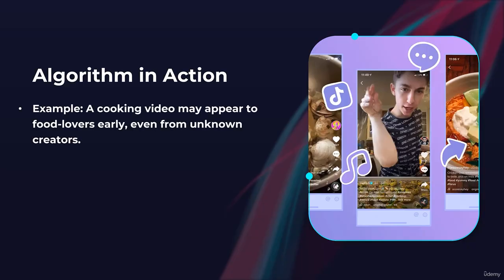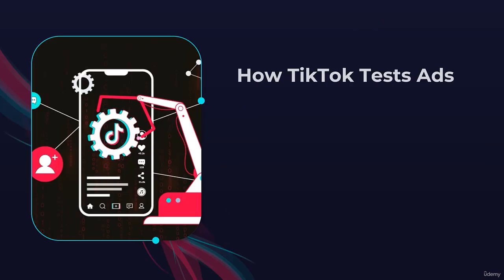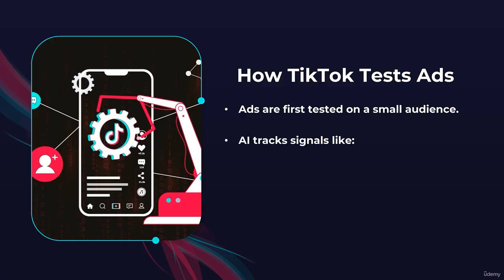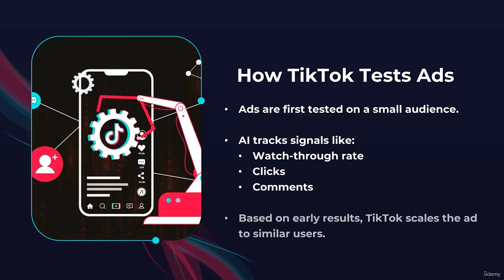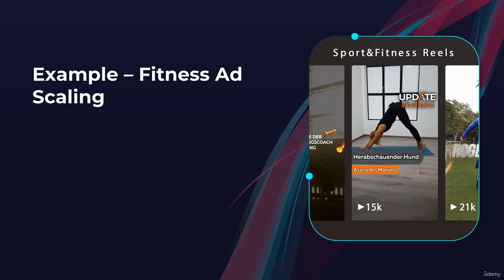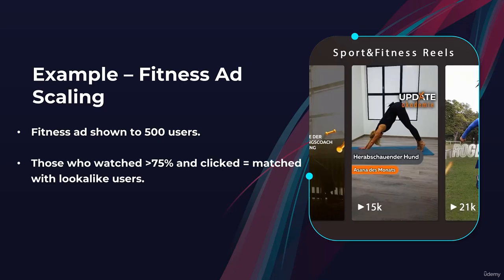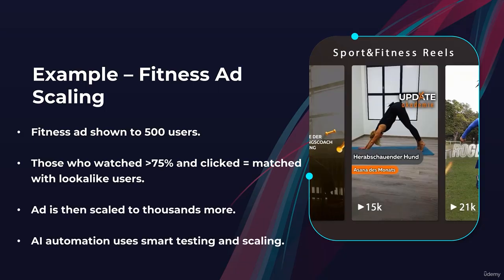For example, a new cooking video might show up early to users who engage with similar content regardless of follower count. When you launch an ad, TikTok initially tests it with a small audience. The AI learns early from key signals: watch-through rate, clicks, comments, and then scales it to similar users. For example, a fitness ad played to 500 users. Now, those who have watched more than 75% and clicked were matched via lookalikes to reach thousands more later on. This is the concept of smart testing and scaling that the AI automation is using.